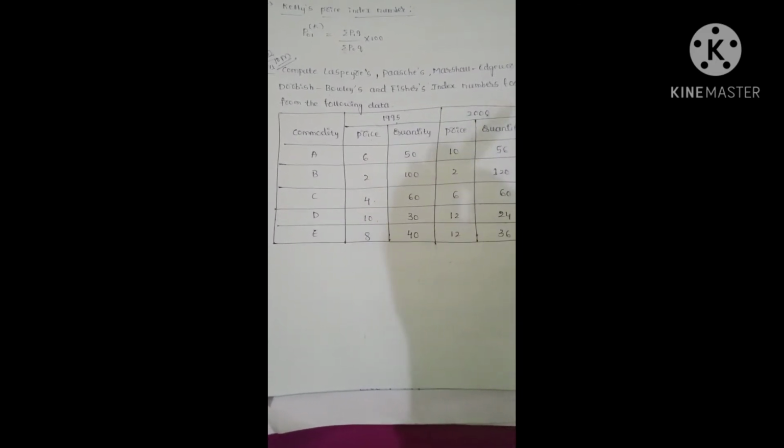The first one is weighted aggregative price index number. In weighted aggregative price index number, there are six methods: Laspeyres, Paasche, Marshall Edgeworth, Dorbish, Bowley's, Fisher's and Kelly's method. By using those methods, we have to calculate weighted aggregative price index number. In this class, we are going to solve the problems of those methods.